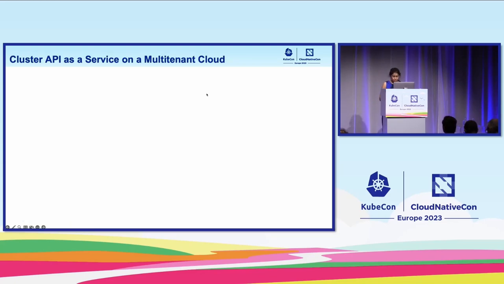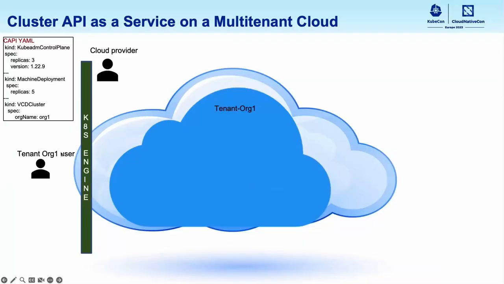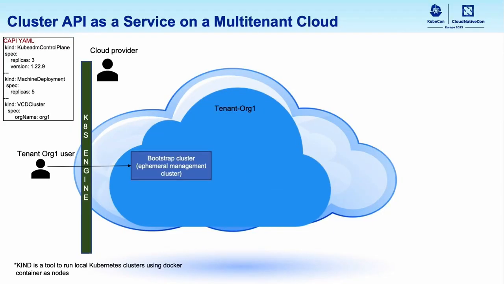Okay, now let's put all of this together and see the end-to-end workflow in action. In other words, what we are trying to do here is Cluster API as a service on a multi-tenant cloud. So let's go back to the original picture. We have this thin layer Kubernetes engine. The idea here is that one of the users from this tenant org would come in and request a cluster. And now this Kubernetes engine processes the request.